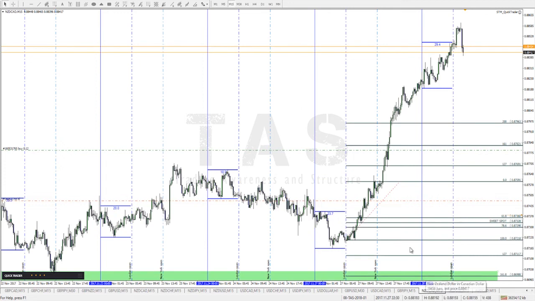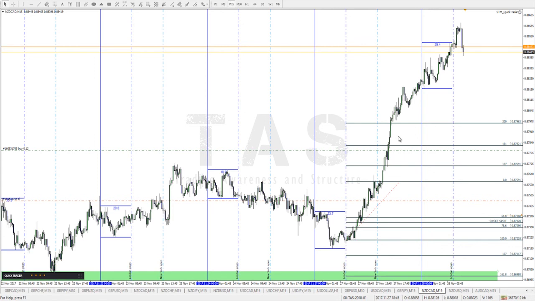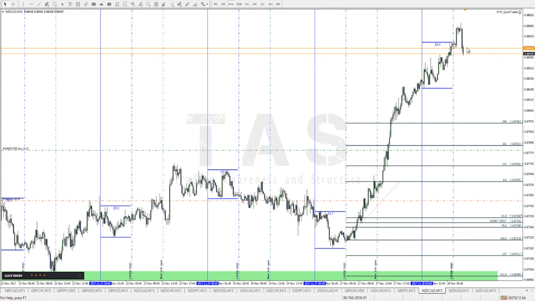NZD CAD didn't. This is a previous trade, I think. This is my alarm. Sorry about that. You can reduce risk on this one as well.